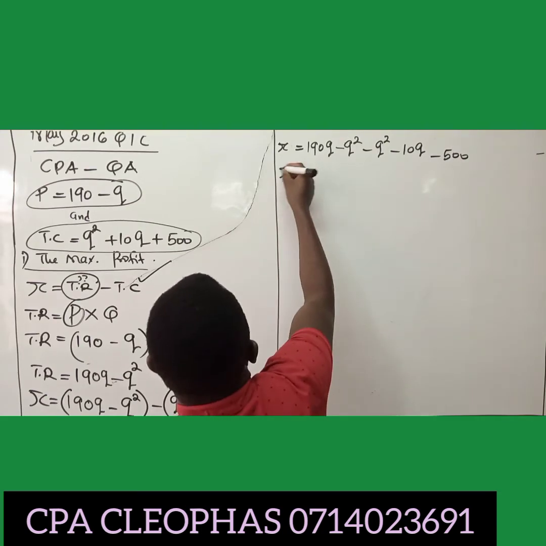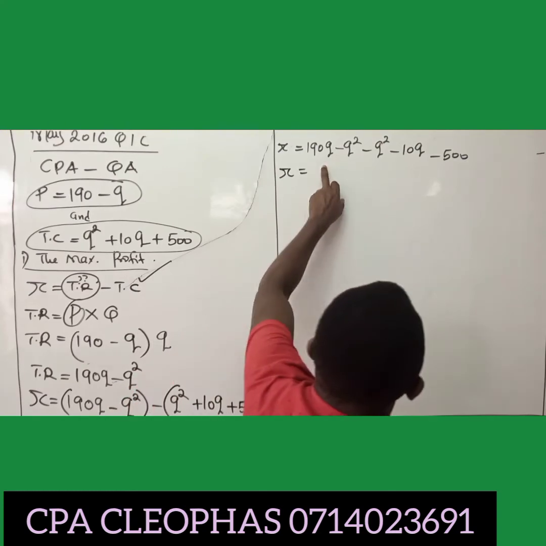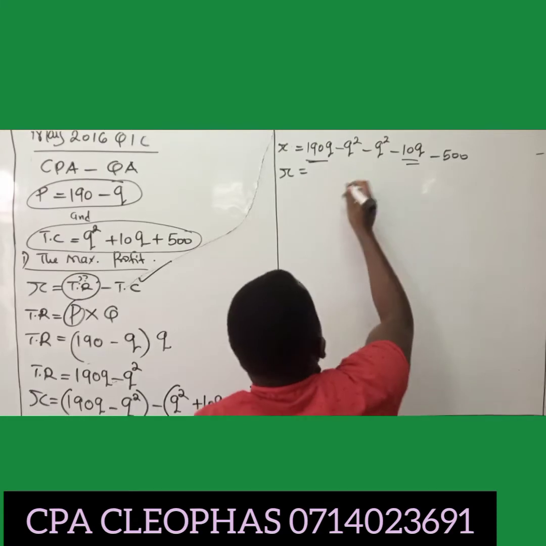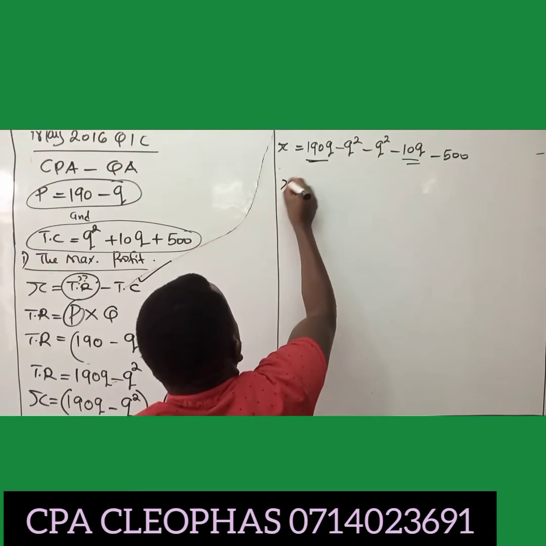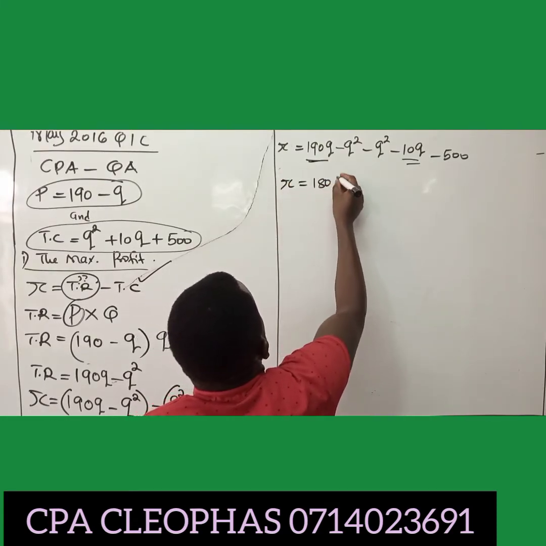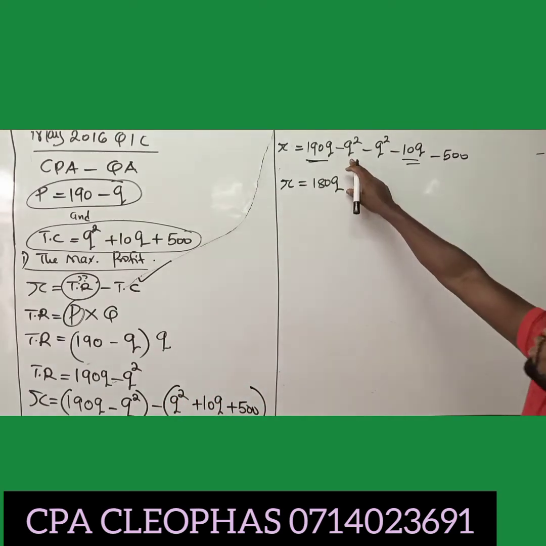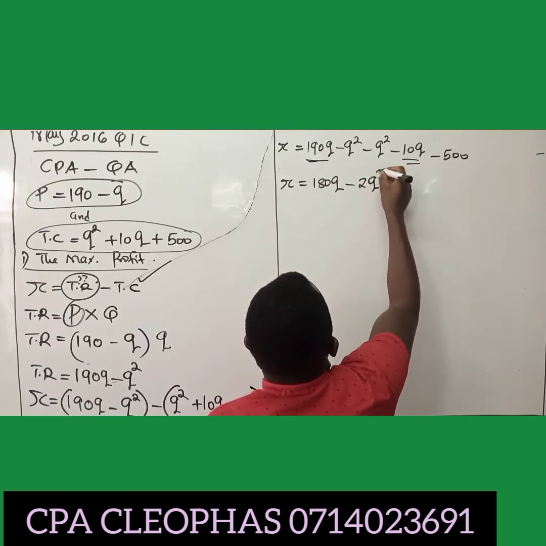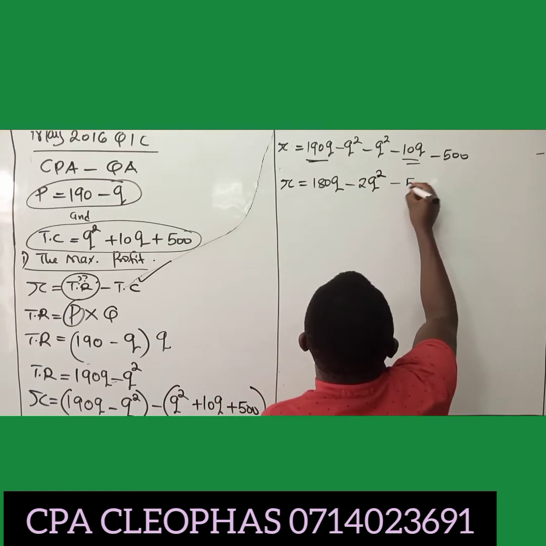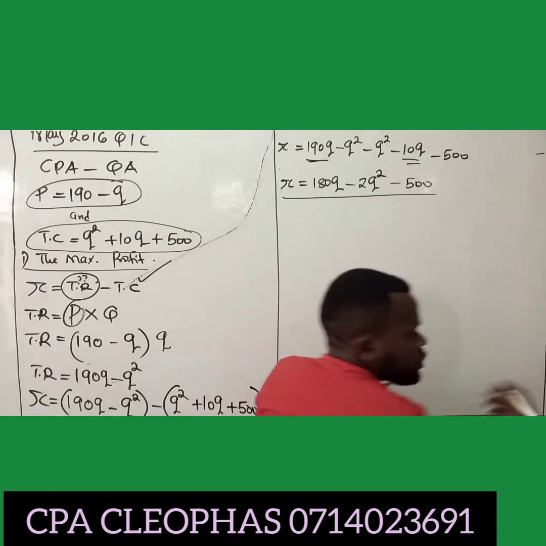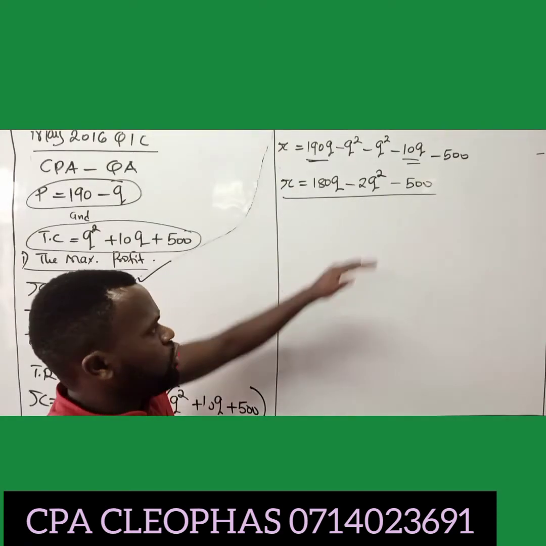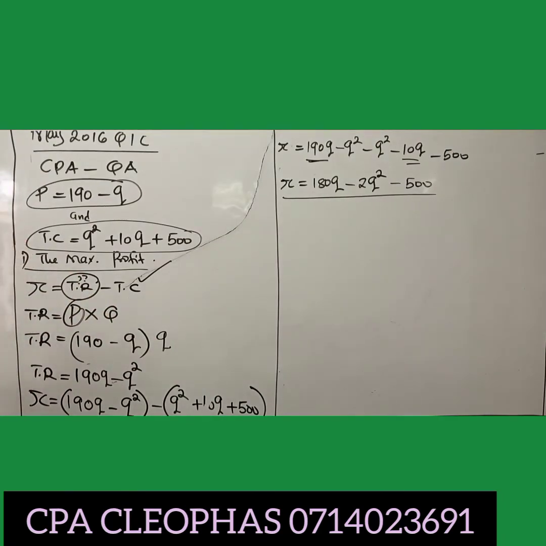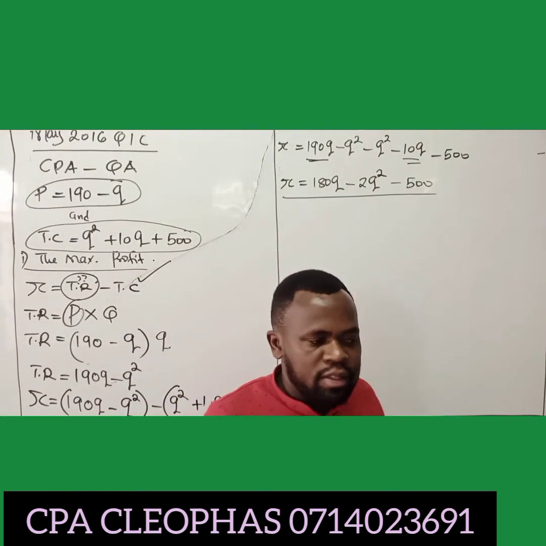So let's collect the like terms. 190Q minus 10Q, these two like terms here, will be 180Q. So profit will equal 180Q. Then we have minus Q squared minus Q squared, which will be minus 2Q squared. Then minus 500. So that is the profit function. If the examiner needed the profit function, you stop at that point. But in our question, reading the required, we need the maximum profit, meaning profit in shillings.